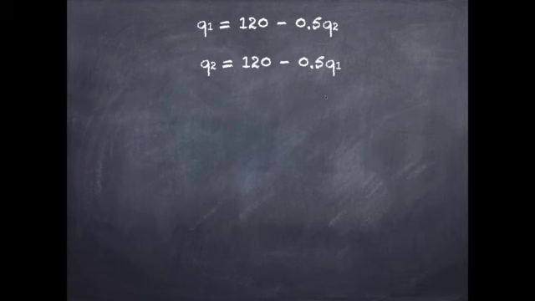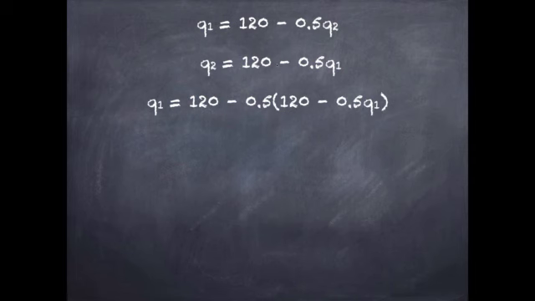So now that we have this, all we need to do is to substitute in the value of what Q2 is equal to into the reaction function that we have for Q1. So we know that Q sub 2 is equal to 120 minus 0.5 Q1. We could substitute that into Q2, which we are doing right there. So all we did was substitute that into the reaction function for firm 1.